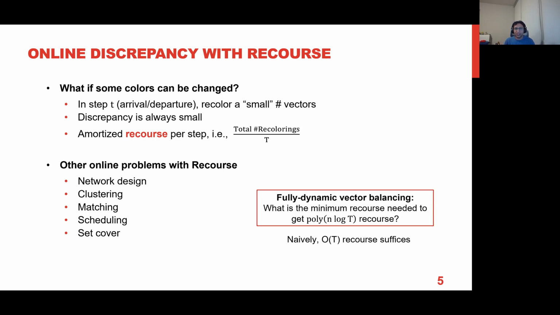But we want to study this problem in the discrepancy setting for this fully dynamic setting. So can we get basically a poly n times polylog t bound in the discrepancy, and what's the minimum recourse we want? Naively, of course, order t recourse suffices, where in each time step you can always recolor all the existing vectors, but that's not what we want.